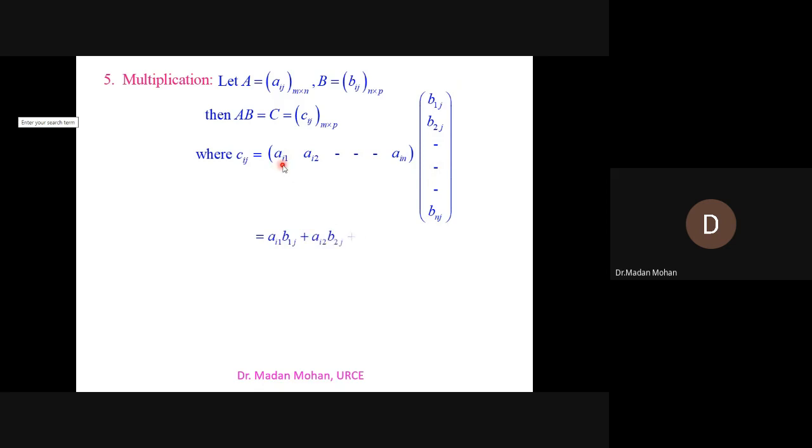Row column wise. Ai1 into B1j plus Ai2 into B2j and so on. The last is Ain into Bnj. I think you got it now. Okay. Ai1 B1j, Ai2 B2j and so on, Ain Bnj.